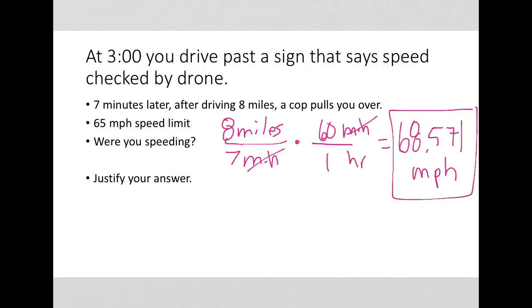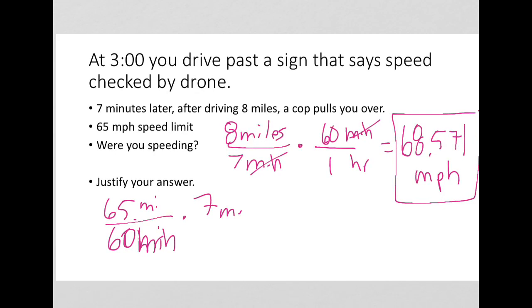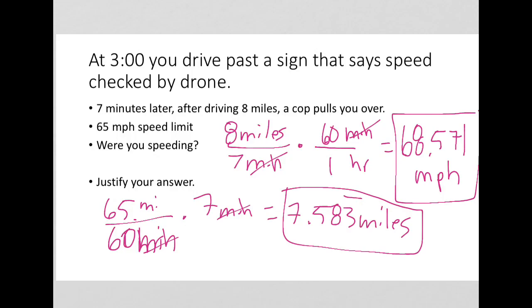Another way people figured this out was they said, all right, what if you drove the speed limit, 65 miles in 1 hour? What if you drove that speed limit for 7 minutes? So then they had to do times 7. And you can actually just say 65 miles in 60 minutes times 7 minutes. Then we can see our units are going to cancel. So 65 divided by 60 times 7, and you get 7.583 repeating miles, which represents the distance you should have covered if you were going exactly the speed limit. And we went farther than that, so again, we had to have sped somewhere in there. So yeah, we're getting a ticket.